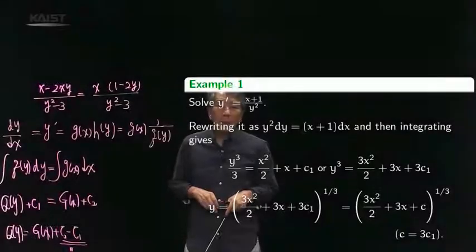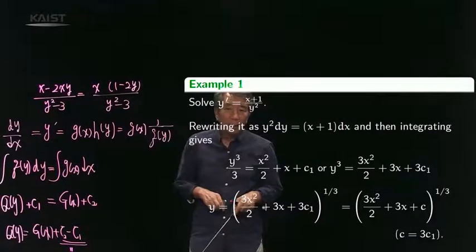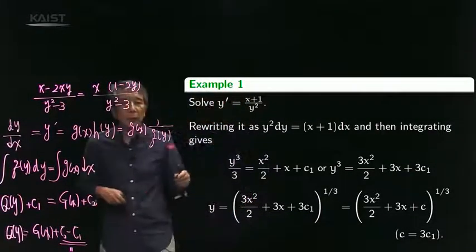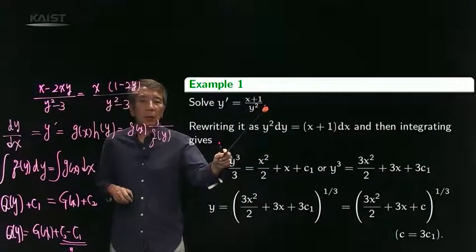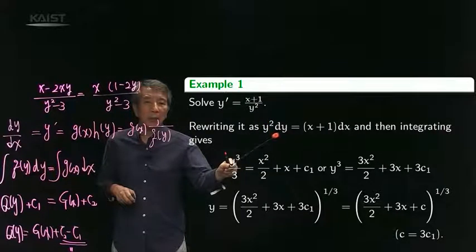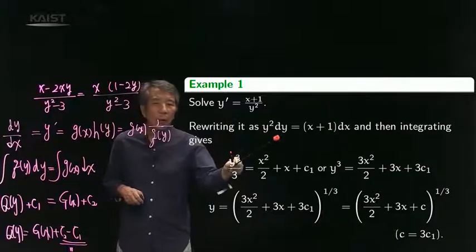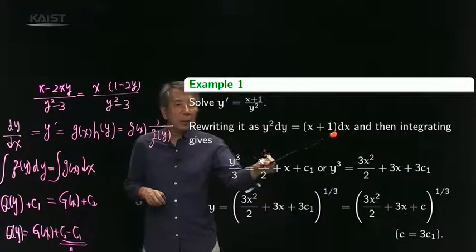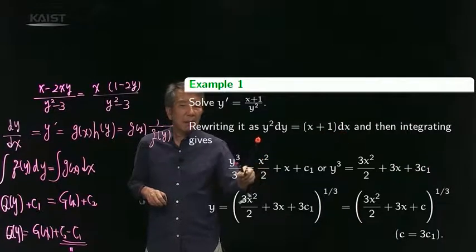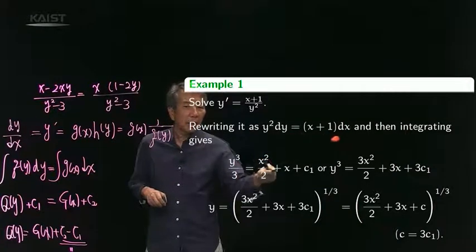As a concrete example, let's try to solve the following first order differential equation. Say y prime is equal to x plus 1 over y squared. You can rewrite it by multiplying the equation through by y squared times dx, and you are going to get y squared dy is equal to x plus 1 times dx. Now the variables are separated.